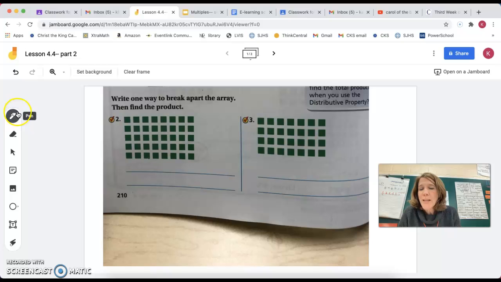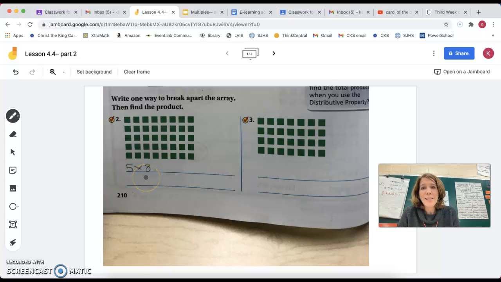So you could choose many different ways. I'm going to do one way with you. Let's see. This array is 1, 2, 3, 4, 5. So this array is 5 times what? 1, 2, 3, 4, 5, 6, 7, 8. 5 times 8. I know my 5s really well.